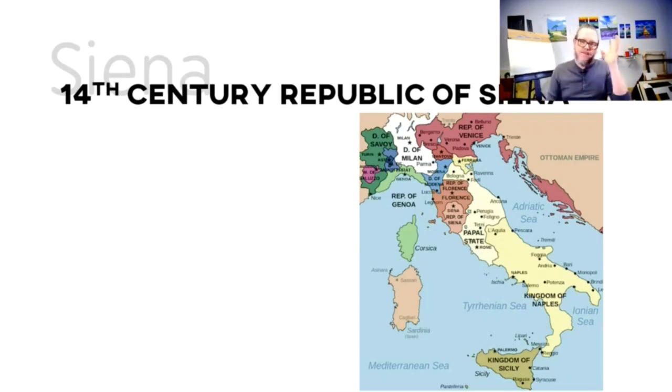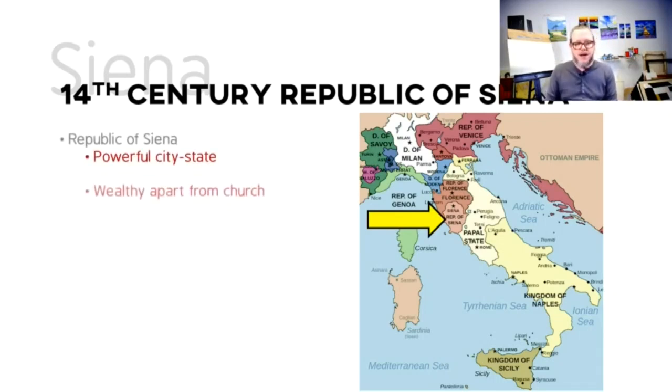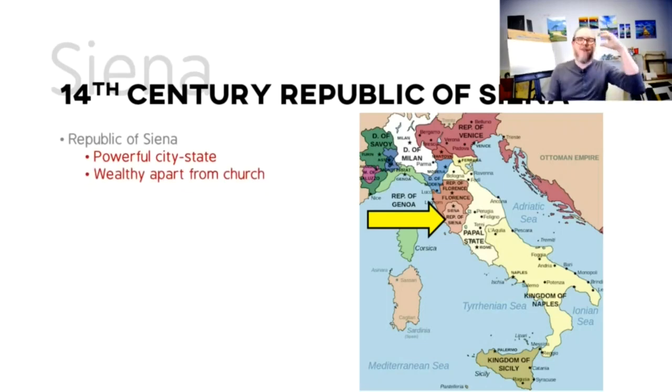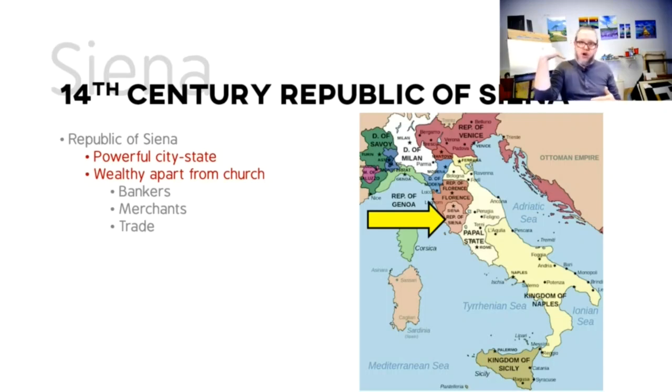So then we come to the 14th century, in the Republic of Siena, right there. So very close to Florence, which is also going to become very important around about this time. And in the Republic of Siena, it's this powerful city-state that has, in the 14th century, become wealthy apart from the church. Rinse and repeat. You're going to hear that a lot. This was due in large part to bankers and merchants who were investing their money in overseas trade.